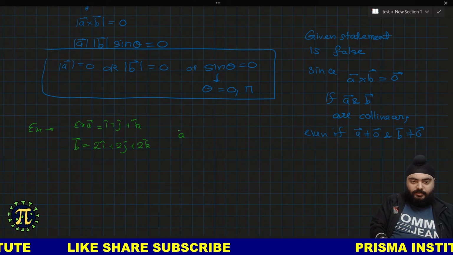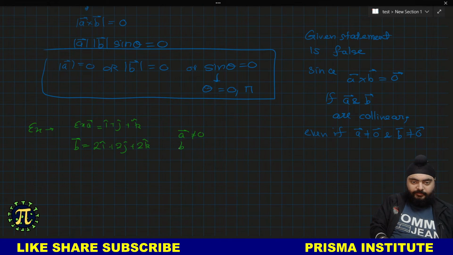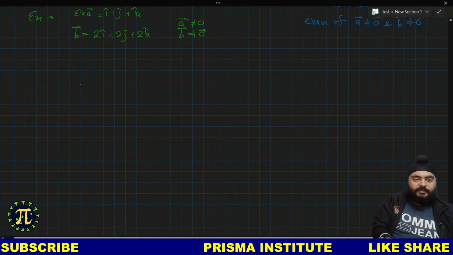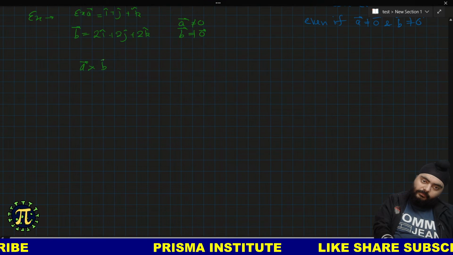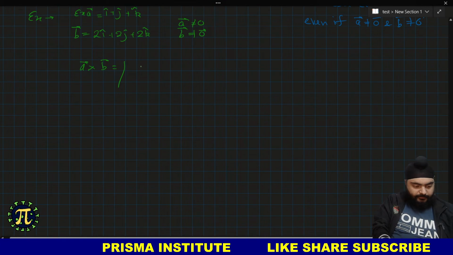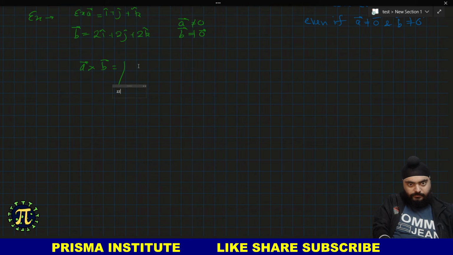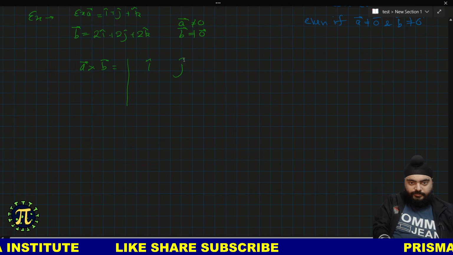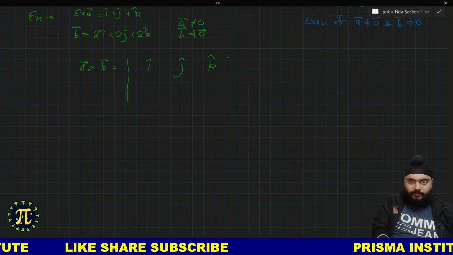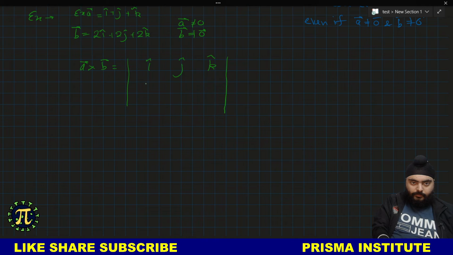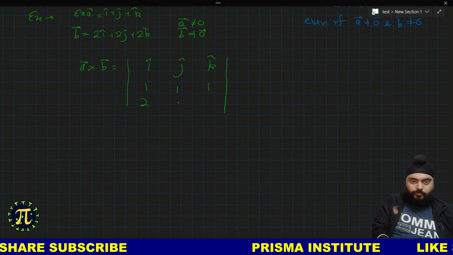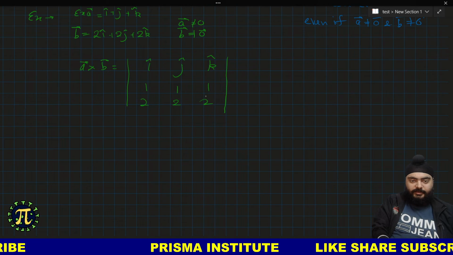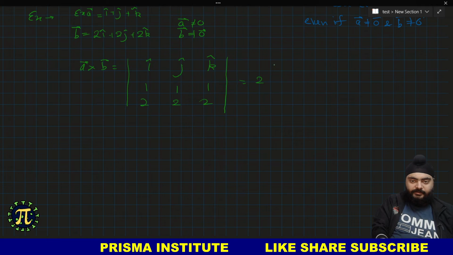So here A vector is not null, right? And B vector is not null. Okay. But A cross B 0 आ रहा है. Is it null vector? So A cross B is कितना आ रहा है? I cap, J cap, K cap. 1, 1, 1 and 2, 2, 2. Since these two rows are proportional, the determinant is 0. Correct. Or you can take 2 outside, right?